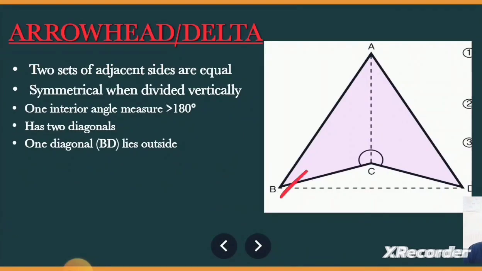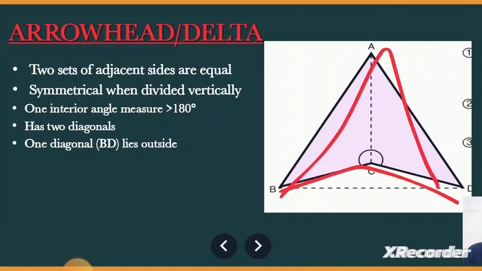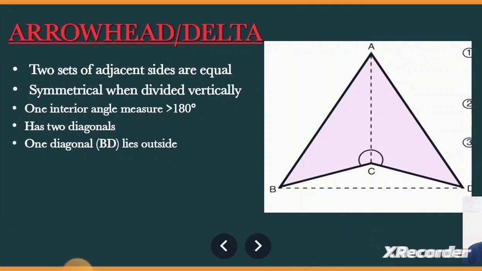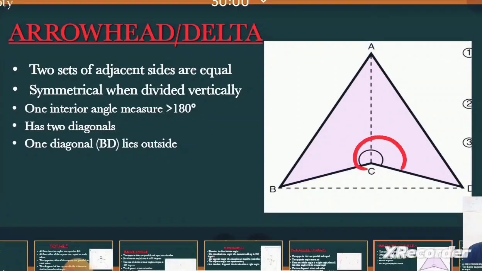Next, arrowhead or delta. In this, two sets of adjacent sides are equal. In this we have two diagonals: one is inside the delta, one is outside the delta. If we extend the inside diagonal, then they meet at a point here. This is a meeting point. And in this delta, one angle is greater than 180 degrees. Here you can observe this angle is greater than 180 degrees.